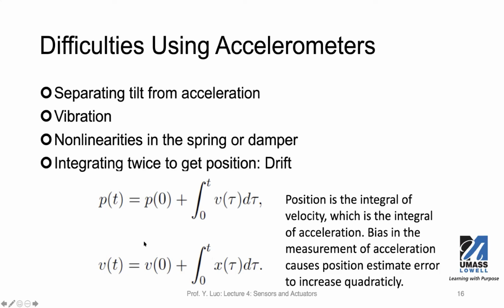But because now you are doing two times of these integral computations, any bias in these measurements will cause a huge inaccurate estimate error on the position of that movable piece.